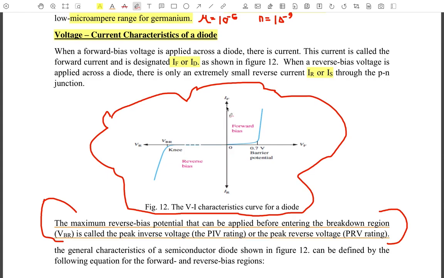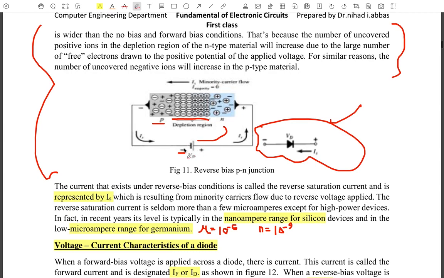So in the experiment, we take a diode and a voltmeter. We scale whatever voltage, and see the magnitude of the current. That will be the forward current and forward voltage. Also, we will reverse the supply.